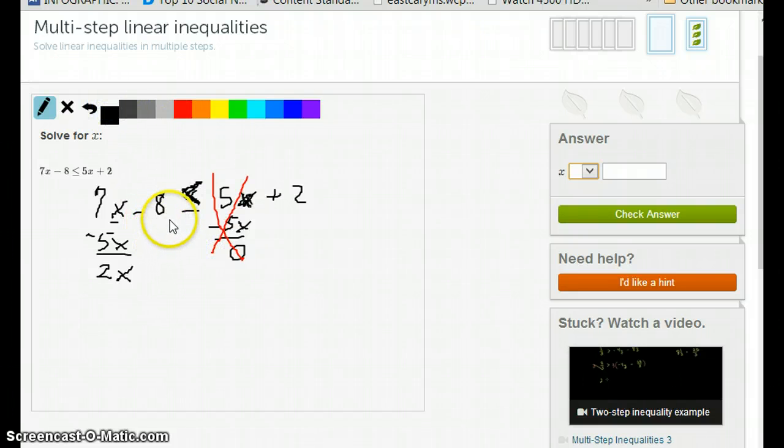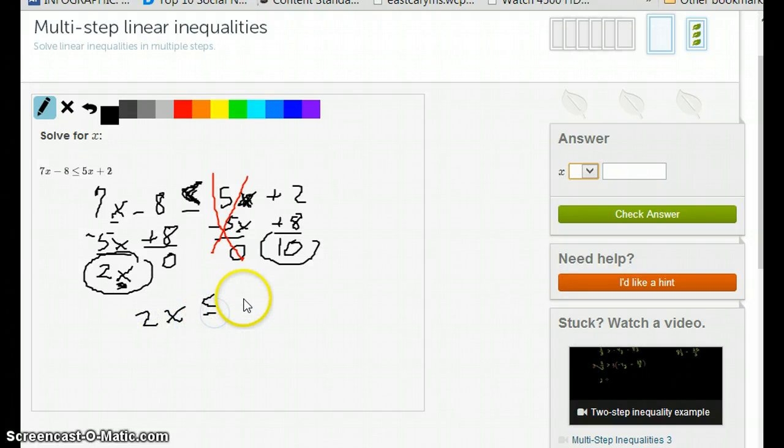Now we want to get rid of the minus 8 from this side because we want x all by itself here. So we do that by adding 8, right? If we add 8 to this side, we'll get rid of the negative 8. And we have to add 8 to both sides, right? We end up with 10 here. So what do we have left? We have 2x and we have 10. So we'll put 2x less than or equal to 10.